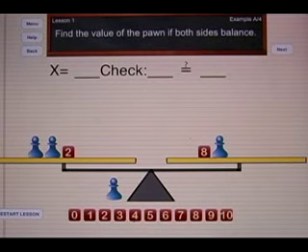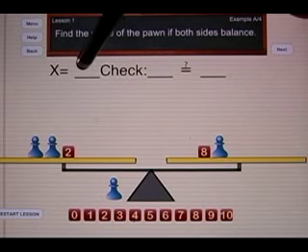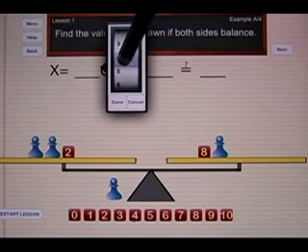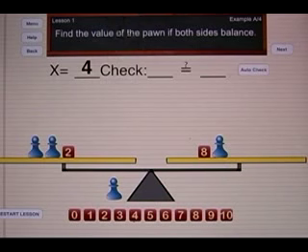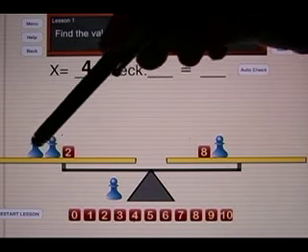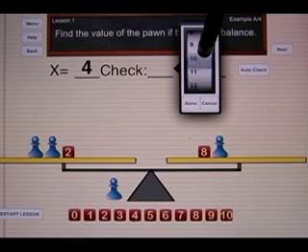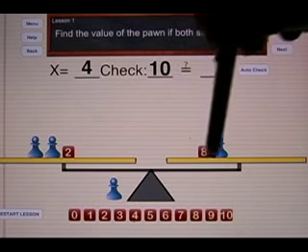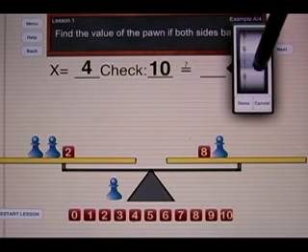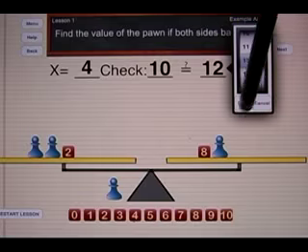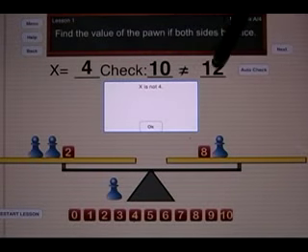Now this one is a little more involved. But let's take a number at random. Let's take the number 4. And press done. If x is 4, on this side I have 4 and 4 is 8 and 2 is 10. And on the right side I have 8 and 4 is 12. So notice that 10 does not equal 12.